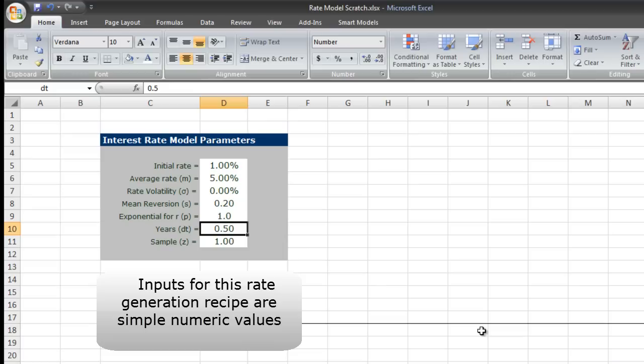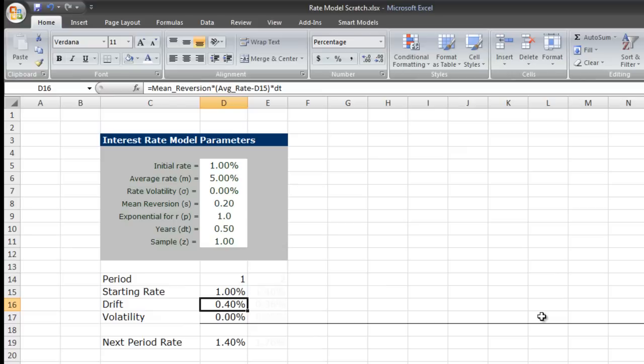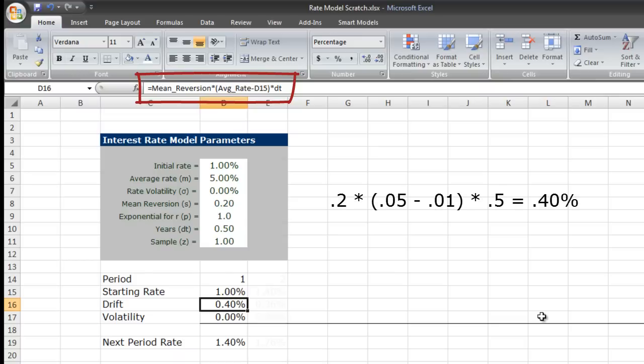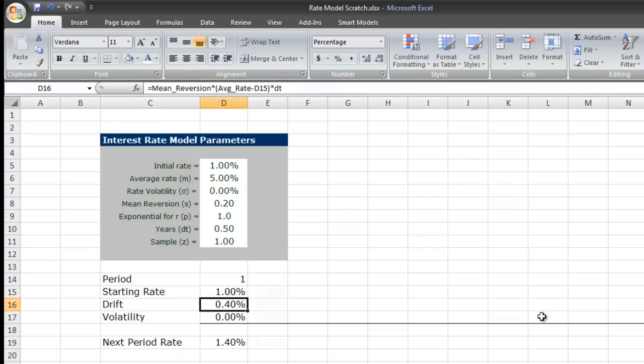Well, what does our recipe tell us to do to calculate that drift component? So our drift component here is the mean reversion times the difference between the average rate, which is 5%, minus our initial rate, in this case 1%, times dt, which is 0.5. So 0.2 times, in this case 0.4, times 0.5. And that all adds up to 40 basis points. So absent any other factors in the model, our next period interest rate will be 140.